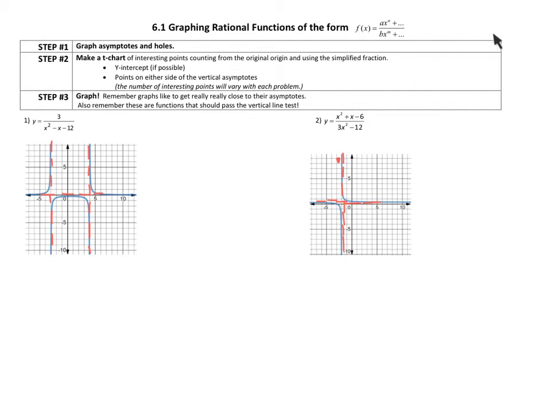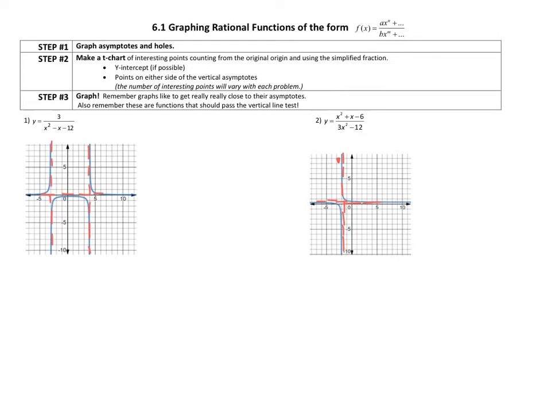So here we are going to look at how to graph rational functions of this form, and the steps are: you find the asymptotes, you make a t-chart to get some values, and then you graph. And let's look at the first one here.